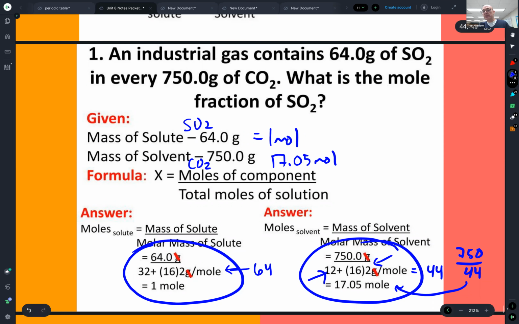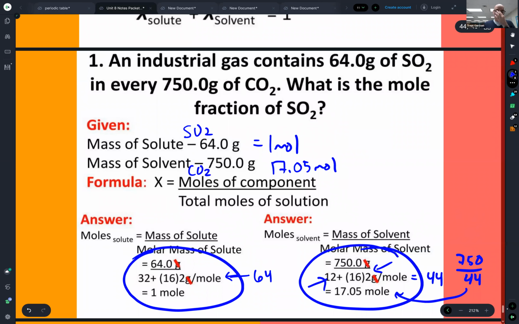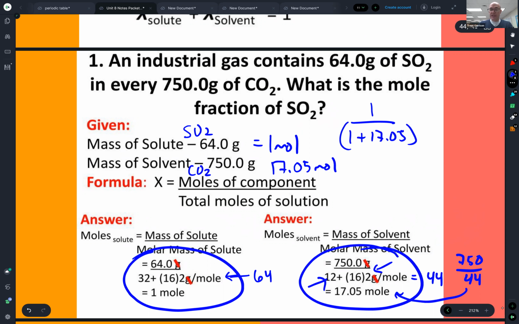Okay, so what do we do with those two values then? Well, you're going to have to put them into the mole fraction. So again, I could solve for the mole fraction of solute, or I could solve for the mole fraction of the solvent. I'm just going to choose to do the solute. So I'm going to have 1 over 1 plus 17.05. Now, if I wanted to do the solvent, it'd be 17.05 divided by 1 plus 17.05. It wouldn't matter on the bottom because it's always the total.